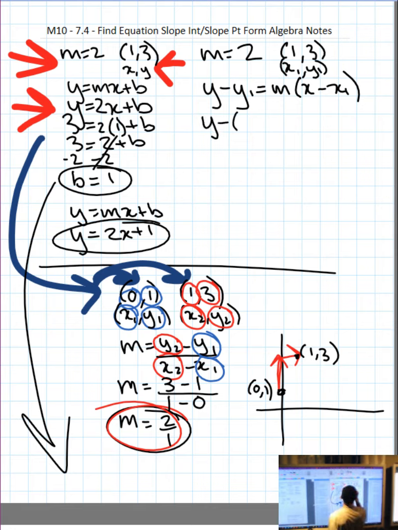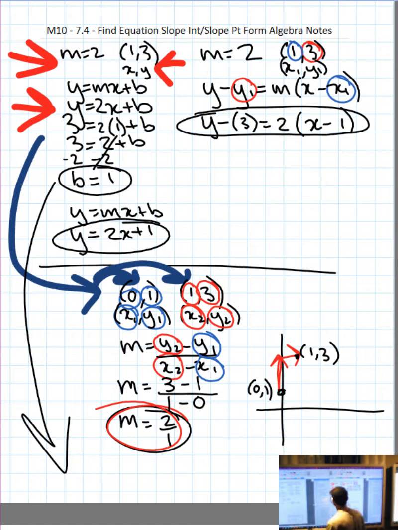So y minus open bracket, y1 above is 3, so we can substitute with brackets 3, equals m, 2, open bracket, from above, x minus the x value from above, circled in blue above, 1. Now, the best part about this formula is you can just circle your answer, and you can leave it like that. You don't have to find b or anything. It's awesome.